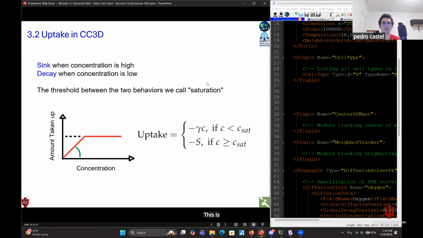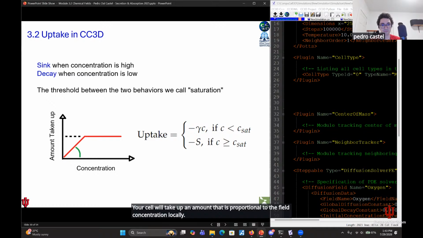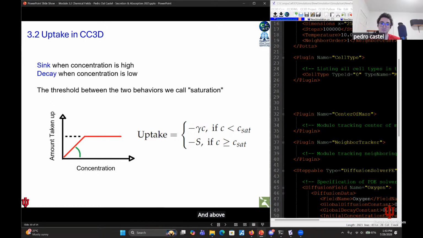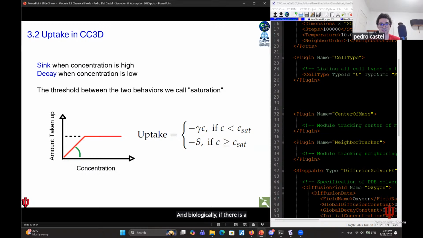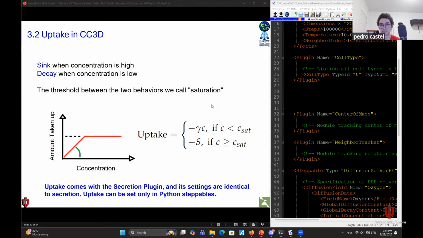This is how it works. Below a saturation threshold, your cell will take up an amount that is proportional to the field concentration locally. And above this amount, there will be a maximum uptake rate. For example, let's say you have a metabolite like glucose in the simulation. Biologically, if there is too much glucose, the cell cannot take up everything. So there is a saturation threshold for that.